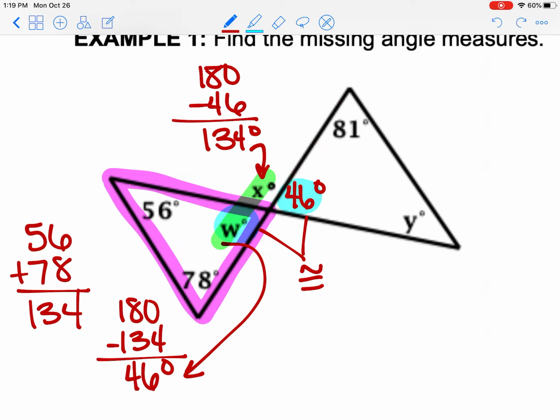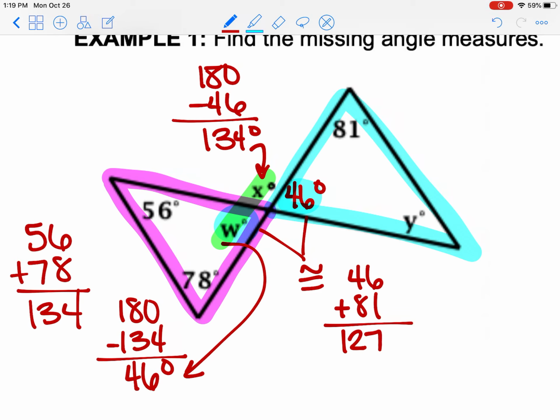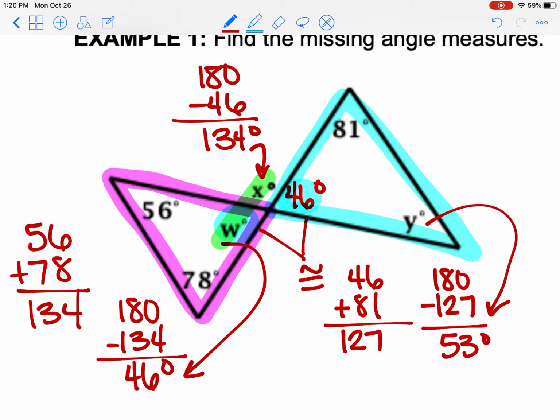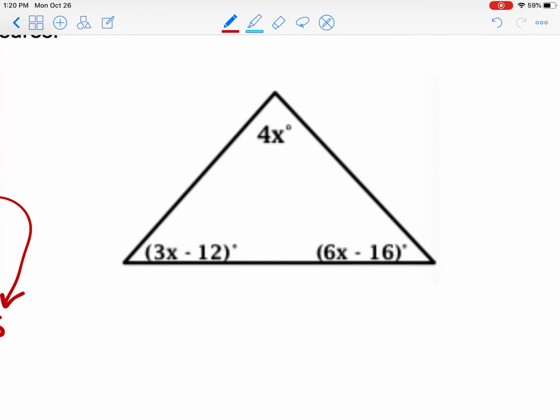Now I have another triangle here in blue, and I can use the triangle sum theorem there too. Okay, 46 plus 81 gives me 127. Subtract that from 180, and that leaves me with 53 degrees. And that's what Y would equal.